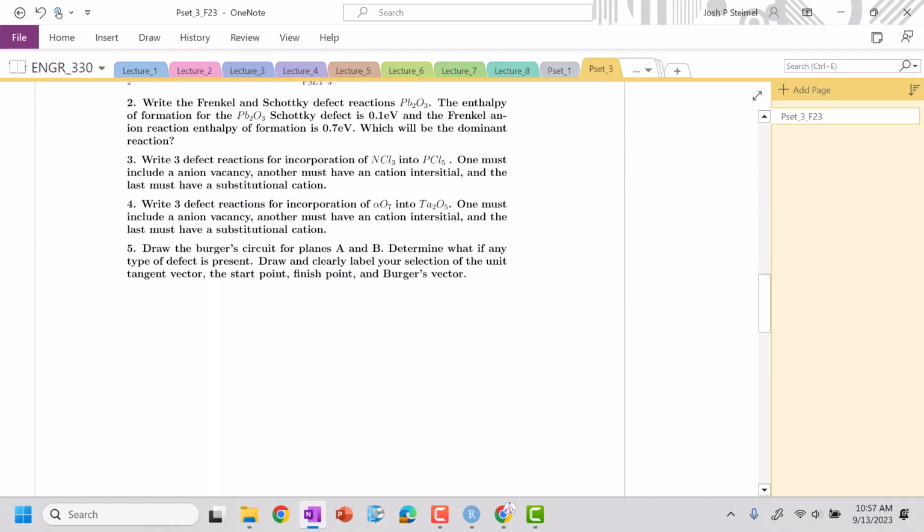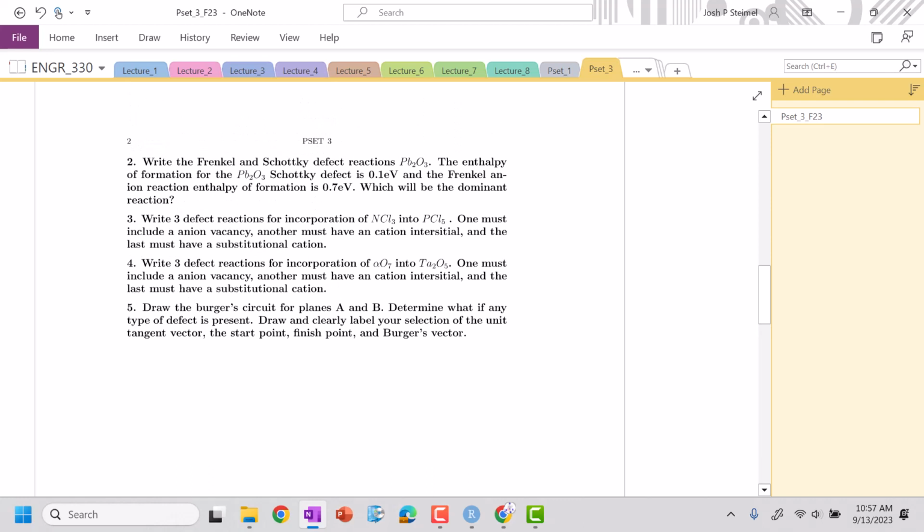All right. Write the Frenkel and Schottky defect reactions for PbO3. The enthalpy of formation of the Schottky defect is 0.1 eV. Which one will be dominant? The dominant reaction is always going to be the one with the lower enthalpy of formation. So the Schottky defect will be dominant here.